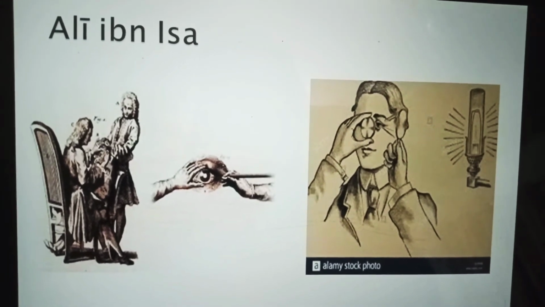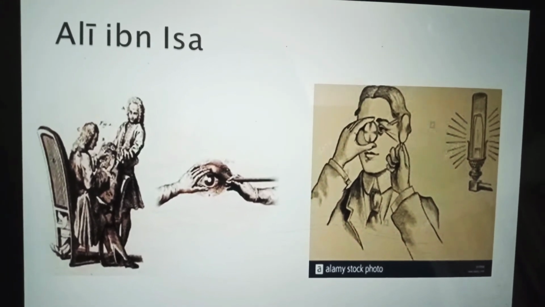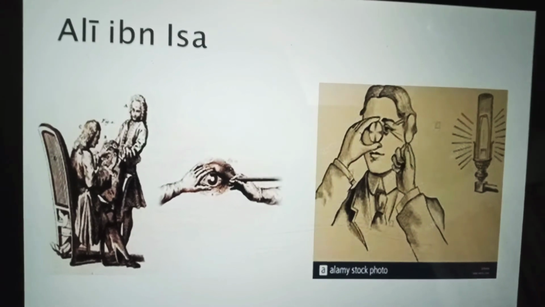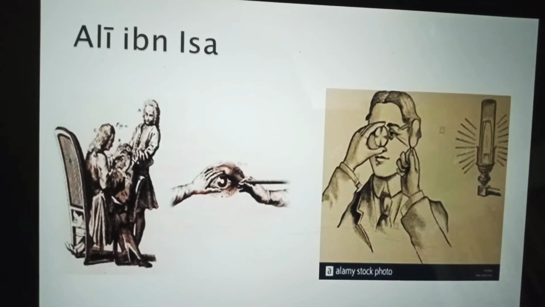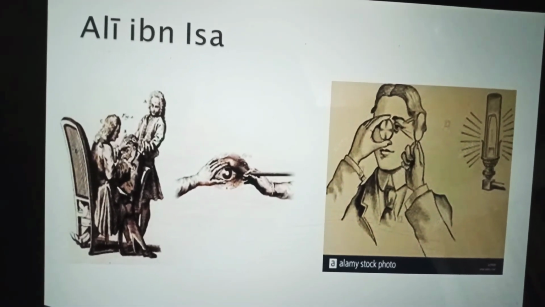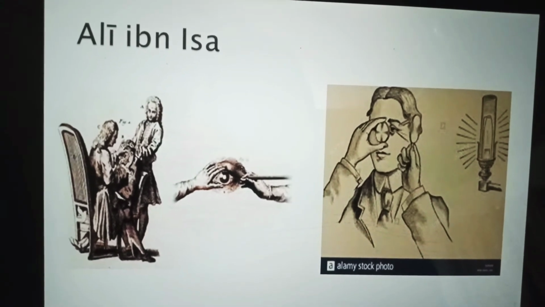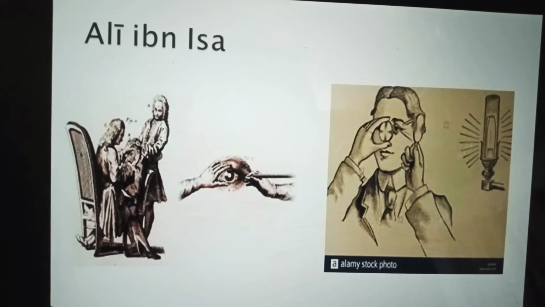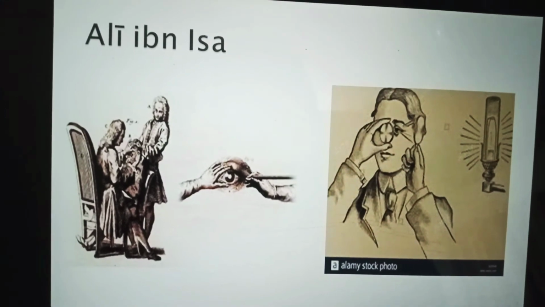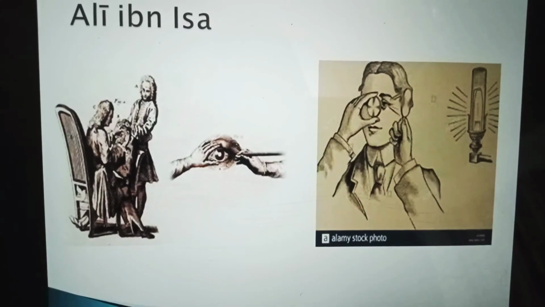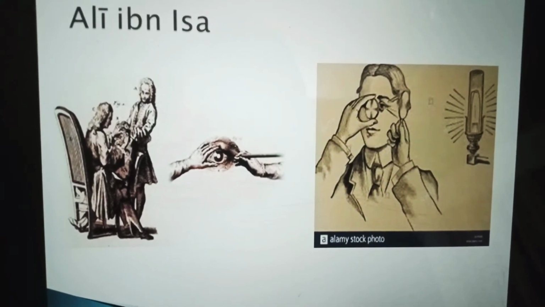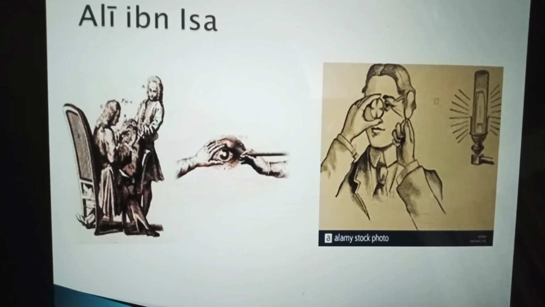First one is Ali ibn Isa. He was a famous Arab scientist. He wrote three books on ophthalmology, which is the study of diseases and surgery of the eyes. He described 130 eye diseases and prescribed 143 drugs to treat these diseases.